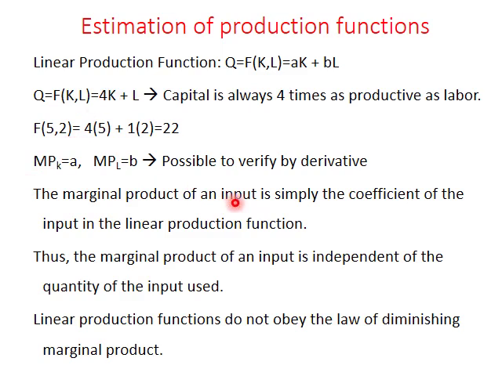And the marginal product of an input is simply the coefficient of the input in the linear production function. When we differentiate this, we get only this coefficient. So the marginal product can be obtained through differentiation, and we get the coefficient. So the marginal product of an input is independent of the quantity of the input used, because when we differentiate, we only get the coefficient. So it is independent of the quantity used.